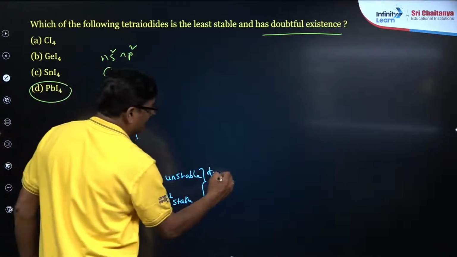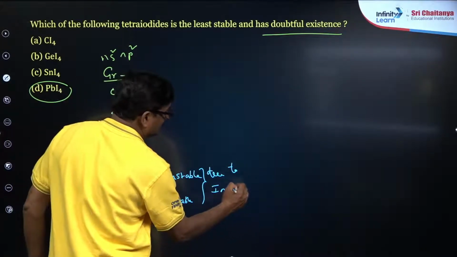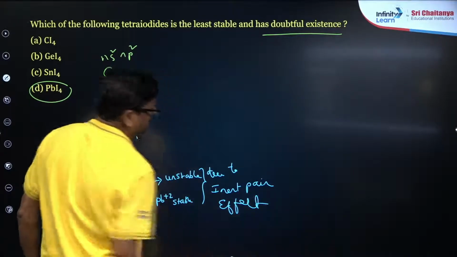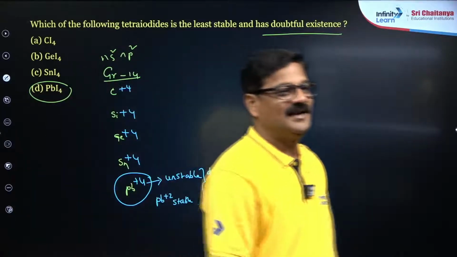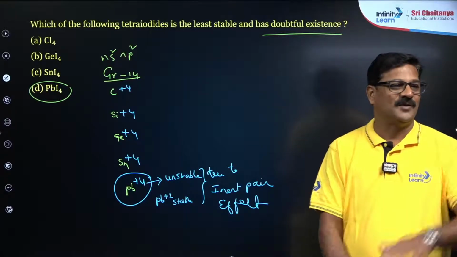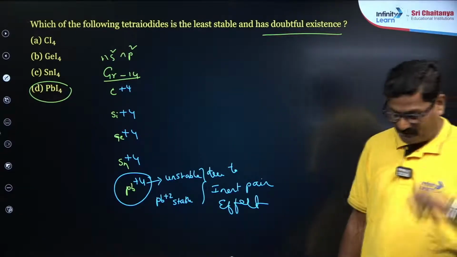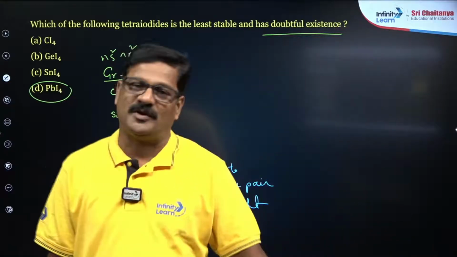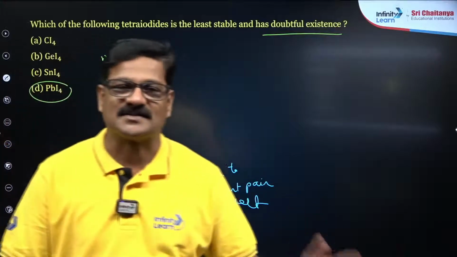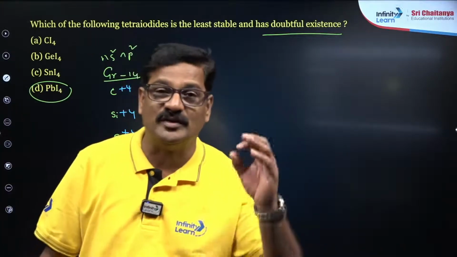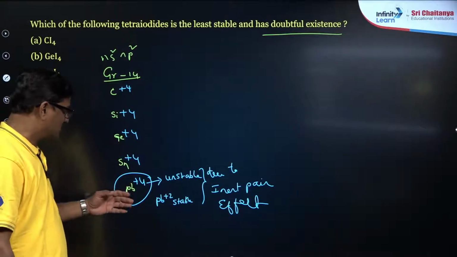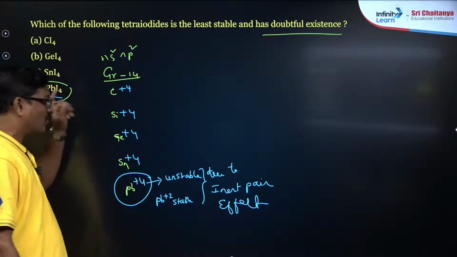due to inert pair effect. What is inert pair effect? Chaitanya, good afternoon. What is inert pair effect? The pair of electrons in the ns orbitals that do not unpair in order to participate in bond formation is called the inert pair effect. Due to inert pair effect, lead shows +2 oxidation state. That's the reason why PbI4 does not exist.